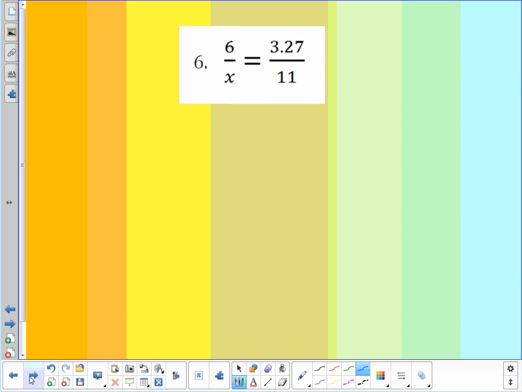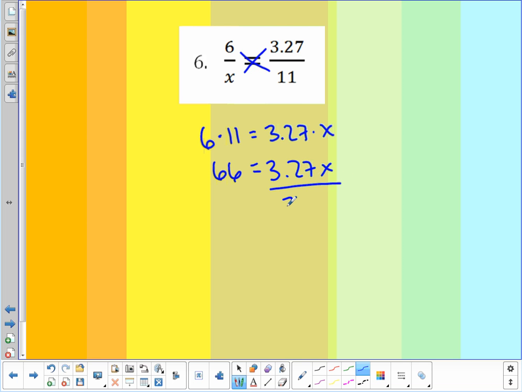In number 6, I have 6 over x is equal to 3.27 over 11. Now, there's a decimal up here, but the process is still the same. I'm going to multiply top on one side times bottom on the other. So I have 6 times 11 is equal to 3.27 times x. 6 times 11 is 66. 3.27 times x is just exactly that, 3.27x. Again, no like terms, no distribution, no constant even to get rid of, so I'm just going to divide by the 3.27.